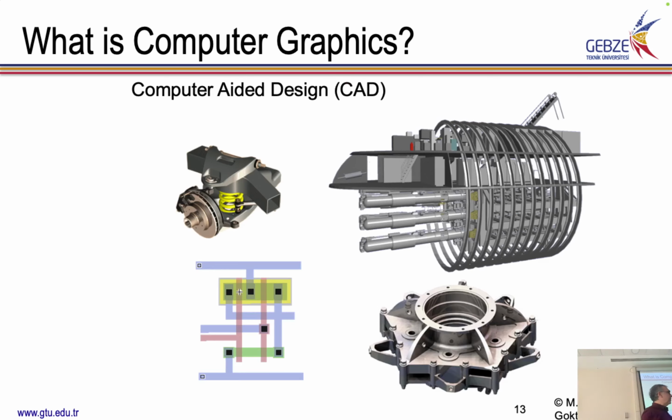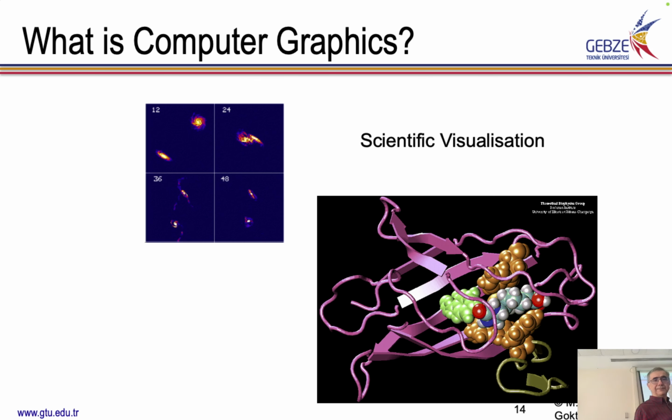And finally, computer-aided design is important. This is a gate. So gate level design is computer graphics. Mechanical design, all of them are related to computer graphics. So somehow somebody has to do it. Scientific visualization, medical visualization, biotechnology, biological visualization. These are quite important areas.